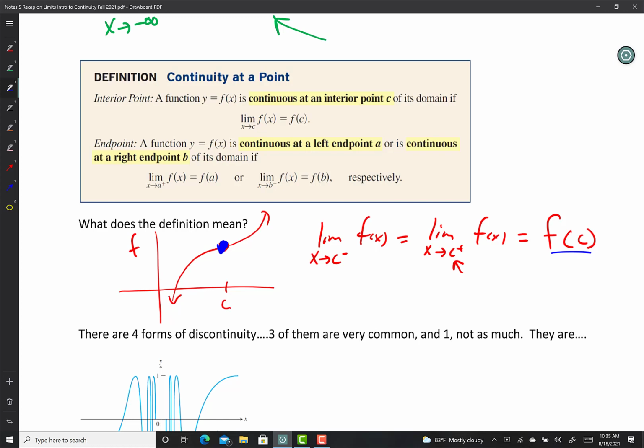So in the previous question, if there was a hole there, that means it wouldn't be continuous? It wouldn't be continuous. But do I have a limit? Yeah.